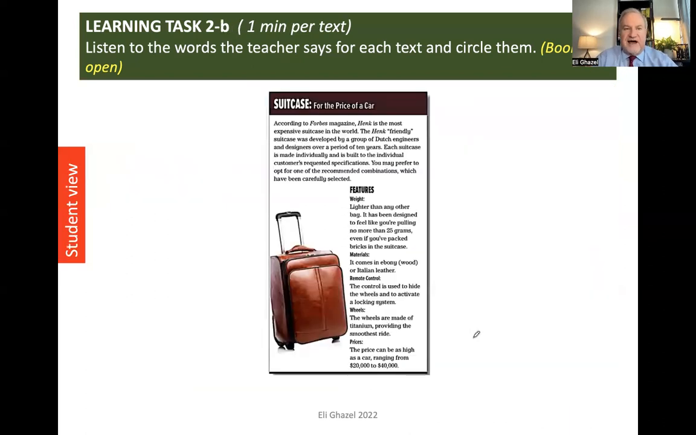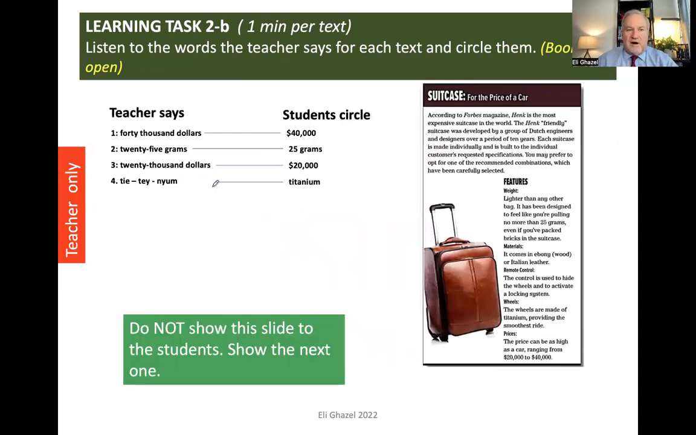Now let's go to task number 2B. Again, it's 1 minute, and the teacher says again, now listen to the words the teacher says for each text and circle them. I am going to say some words here. You're going to look through this, find what I'm saying, and circle it. This is what the students will be seeing on the slide, but they can have their books open, or you could have printed this on a handout. So what are you going to say? You're going to say $40,000, and the students need to find the $40,000 and circle it.